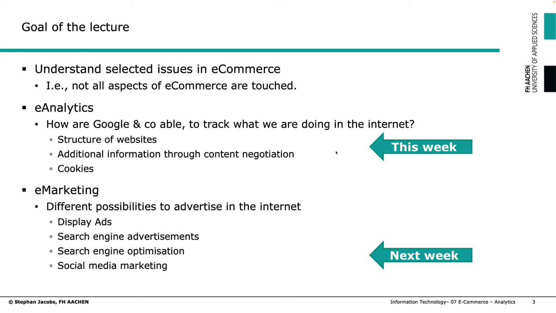This week we talk about e-analytics. So the question is how Google and Co. are able to track what we are doing in the internet. We're talking about the structure of websites. We have a look at the protocol, how a client accesses information from the web server, and we have a look at cookies. The next week we will have a look at how e-marketing is using this kind of information to provide personalized feedback and how to do e-marketing controlling, so to have a better overview of which of the advertisements are working well and which are not.